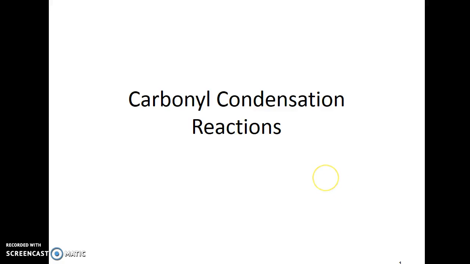In this chapter, we're going to look at carbonyl condensations. If you recall, we've already looked at some condensation reactions. Condensation is when you join two molecules by the removal of another. So, for instance, we've seen that esters can be made by condensing an acid and an alcohol. By the removal of water, we condense them together into an ester.